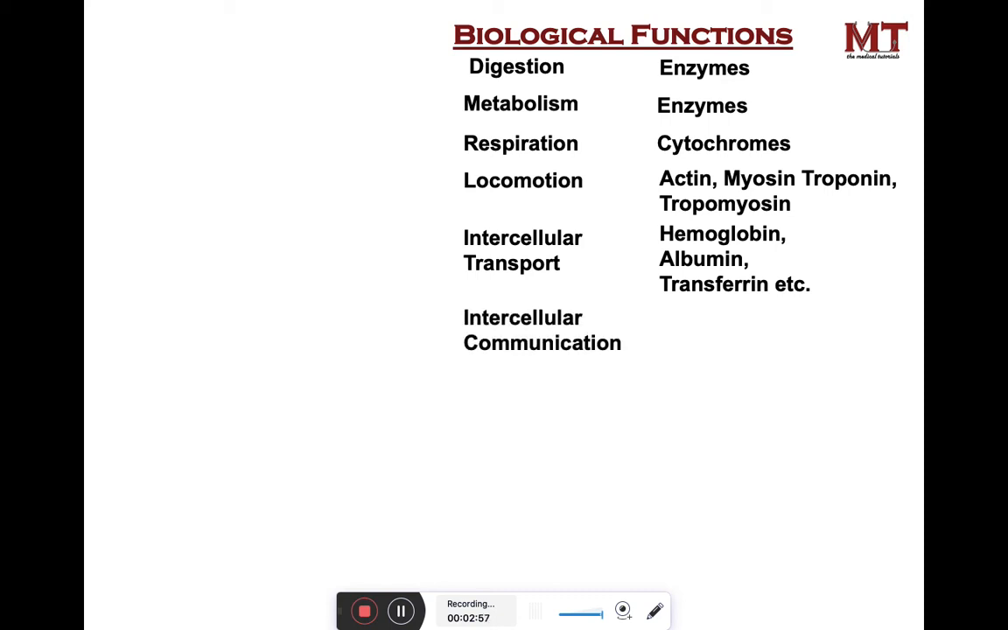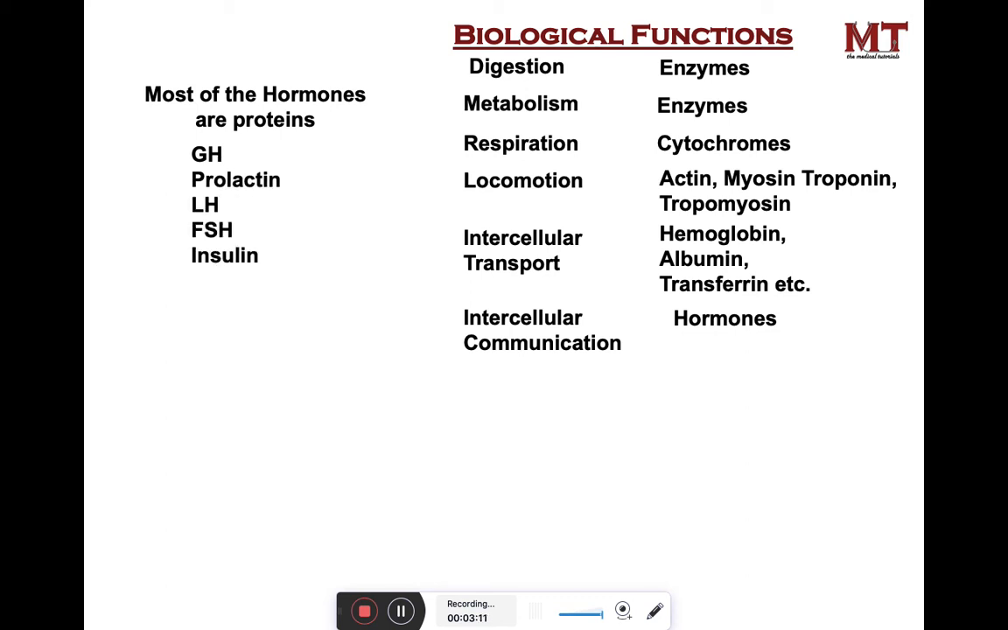Intracellular communication is a very important biological function in any multicellular organism like human beings, and this is done by the hormones. Most of the hormones are proteins like growth hormone, prolactin, LH, FSH, insulin, glucagon, many hormones which are proteins in nature. And not just hormones, even the receptors through which they act on the cells are also proteins in nature.